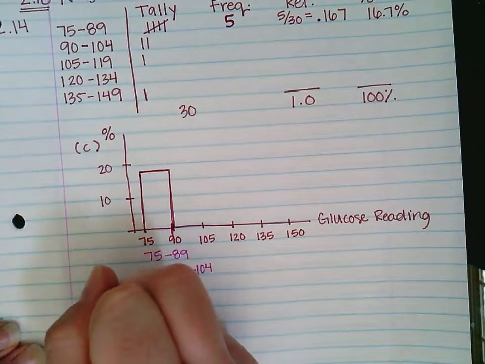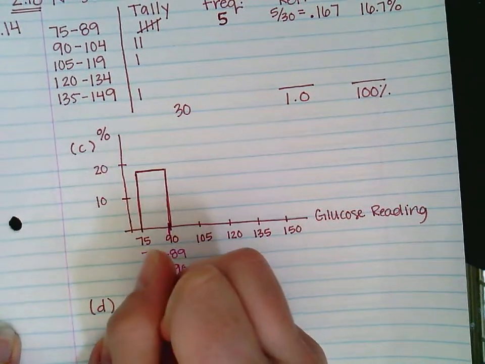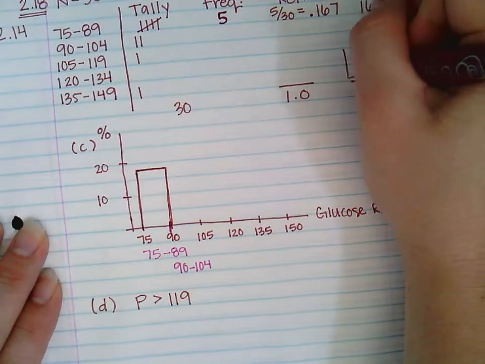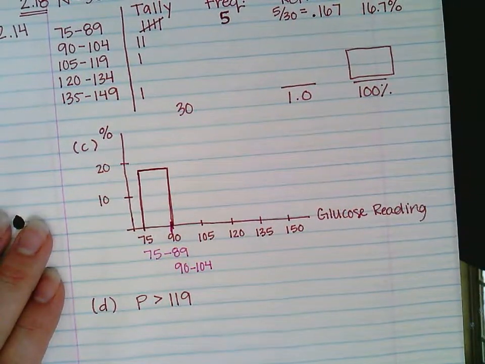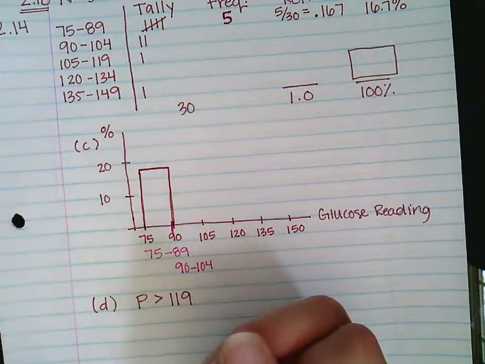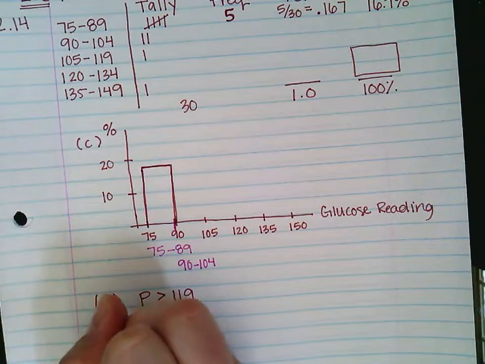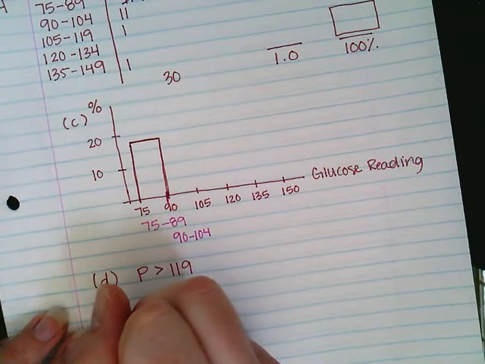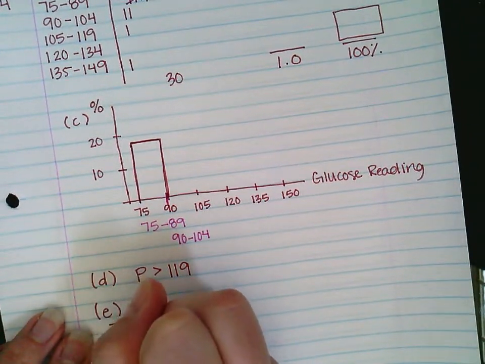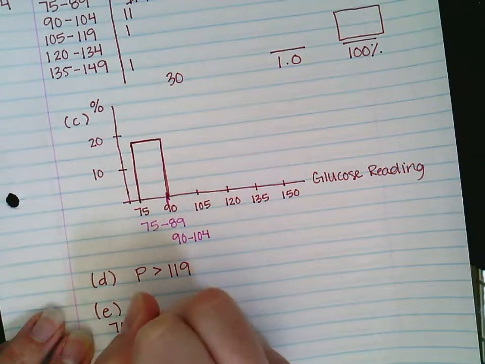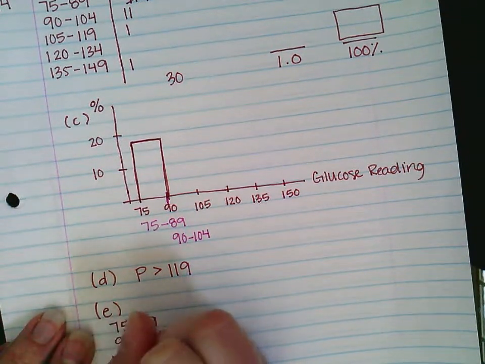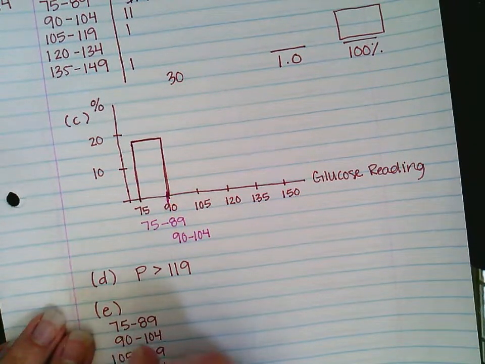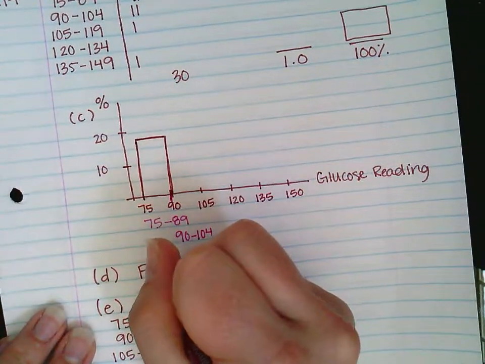On part D, if I'm looking at what's the probability that we're greater than 119, I'm going to look at my table right here, because that would be everything greater than 119. And then E, the cumulative frequency, cumulative relative, and then cumulative percent. So here are my categories. All right, and then this is going to be cumulative.